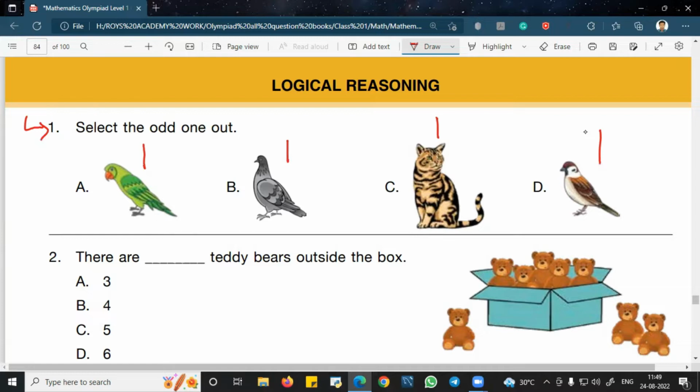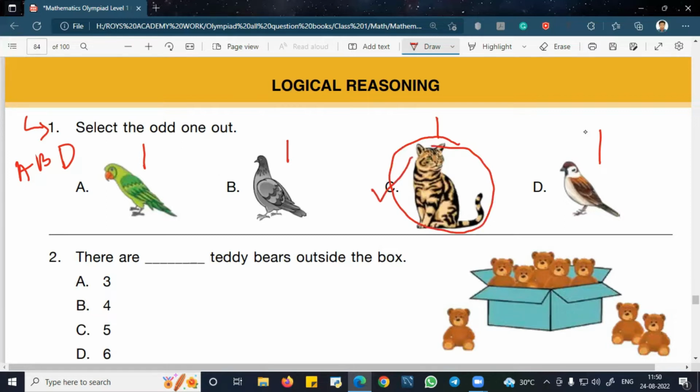Okay, dear student, we will discuss it one by one. At first we see that in options A, B, and D, birds are given. A bird is not a terrestrial animal, it flies in the sky. But in the case of C, that is cat, a cat is a terrestrial animal as well as a mammal. So that's why we have to say that C is the odd one out.